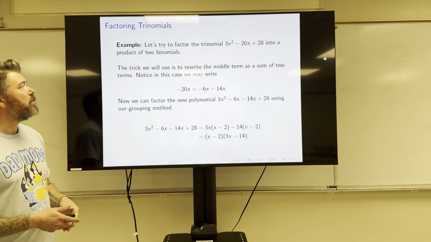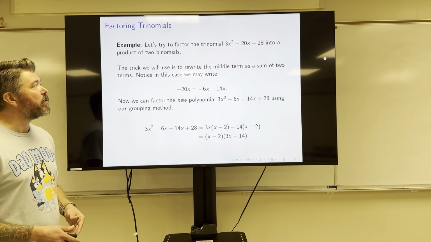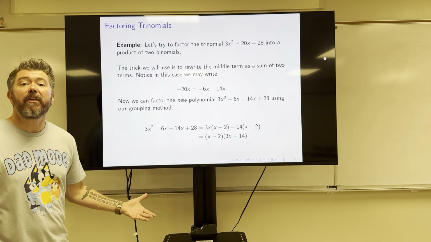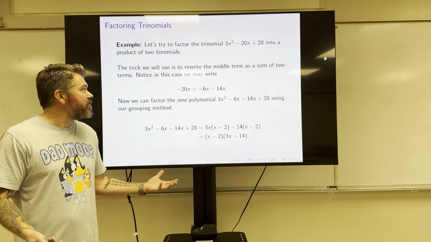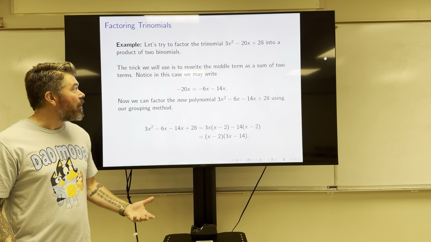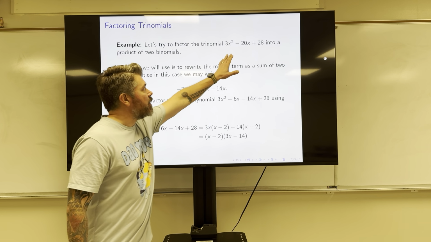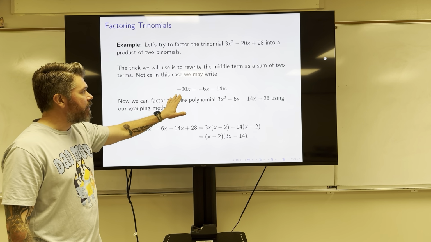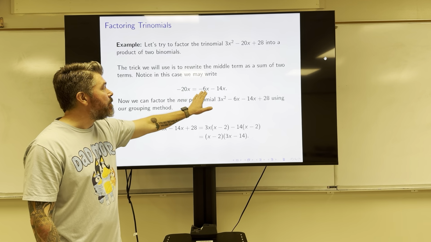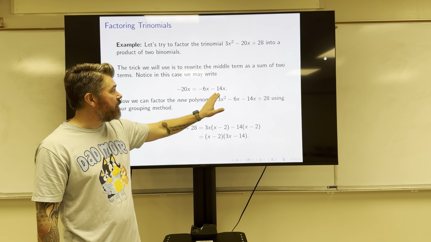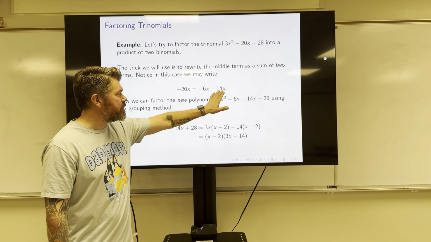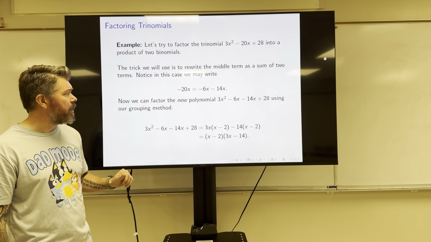The trick we will use is once again to rewrite the middle term. Okay, so that's what we did last time. So you're going, oh, Dr. J, we did this already, right? Perfect. Okay, so let's rewrite the middle term. What's our middle term? Minus 20x. I'm going to rewrite it as minus 6x minus 14x. Perfect. Minus 6 minus 14 gives minus 20.